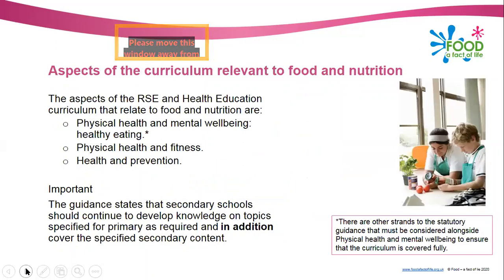So as far as the areas that are relevant to food and nutrition, it's obviously not all of it, but it is physical health and mental well-being, but particularly healthy eating. And again, it's important to remember that within physical health and mental well-being, there are other aspects that will need to be covered. So it's not just healthy eating. There's physical health and fitness, and then also health and prevention. And as I said earlier, the guidance states that secondary schools should continue to develop knowledge on topics specified for primary as required, and in addition, cover the specified secondary content.